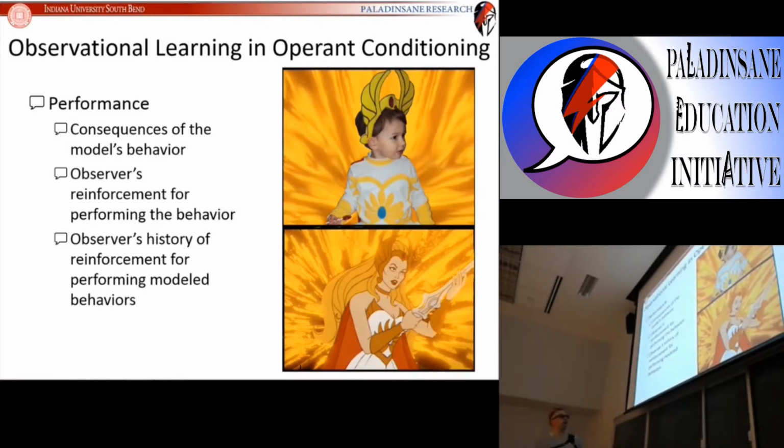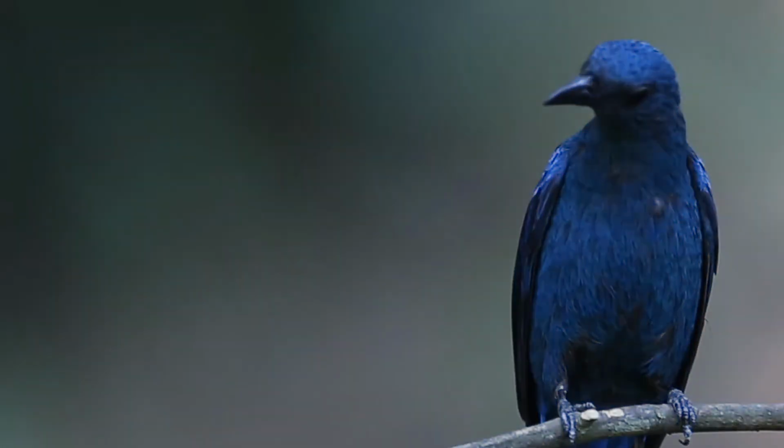So it's not a bad thing. It's the way that we learn a lot of things. But the more you have a history of being reinforced, the more you're going to, in the future, perform those modeled behaviors. All right, so any questions on acquisition or performance?